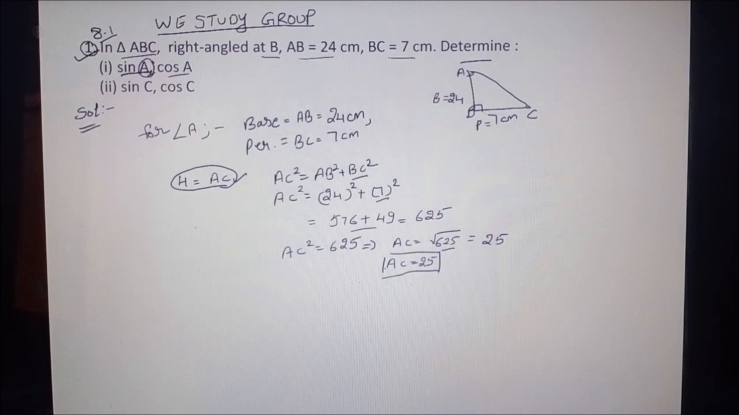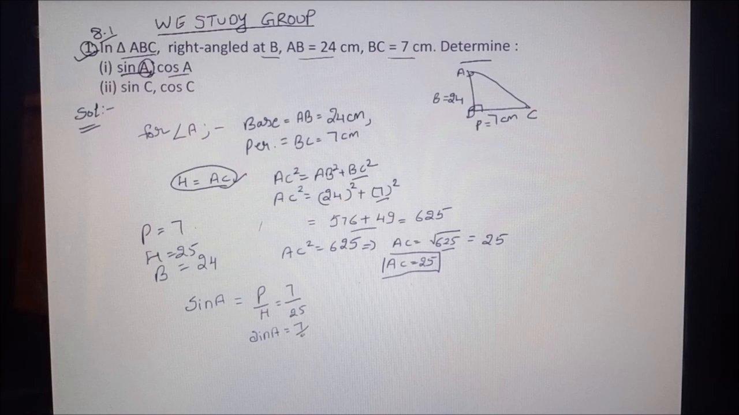Now from here we have calculated our hypotenuse. So value of hypotenuse is equal to 25 and perpendicular is 7 centimeter and base is 24 centimeter. So first of all, sin A. Now value of sin A is equal to perpendicular upon hypotenuse. Perpendicular value 7, hypotenuse value 25. So value of sin A is equal to 7 by 25.